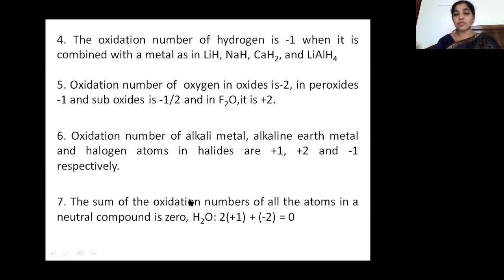The sum of the oxidation numbers of all the atoms in a neutral compound is always 0. Suppose if you take water, so hydrogen is having +1. So 2 into +1 is +2, plus oxygen is carrying -2. So it is 0.